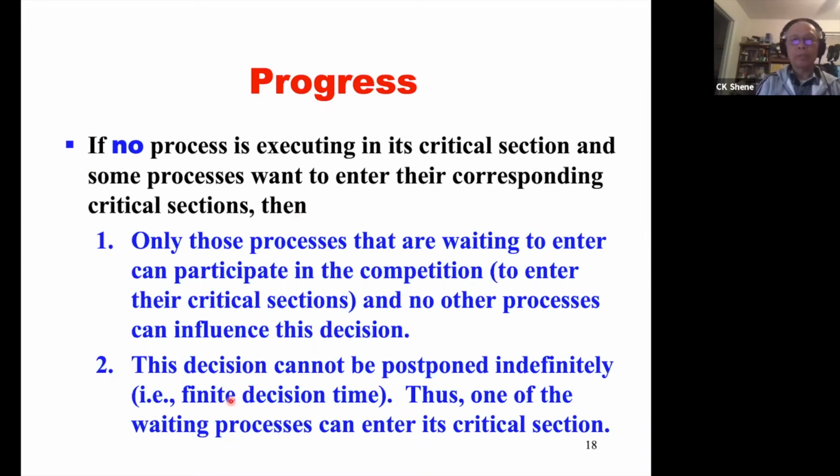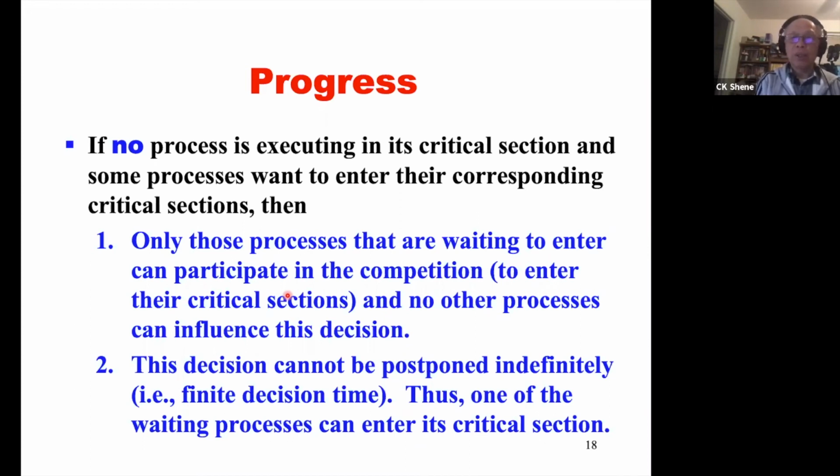So if we have this scenario, the following two bullets must be satisfied in order to satisfy the progress condition. One, because we have so many processes waiting to enter, the first condition says only those processes that are waiting to enter can participate in the competition. Competing for what? To get into the critical section. And no other processes can influence this decision.